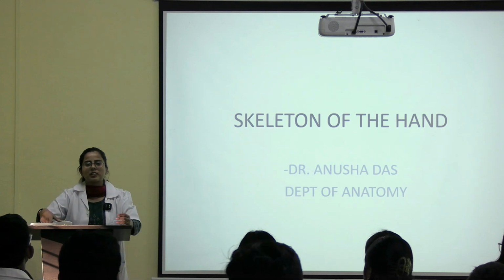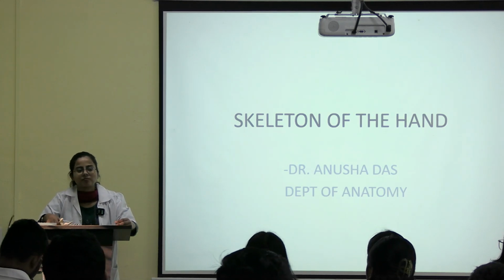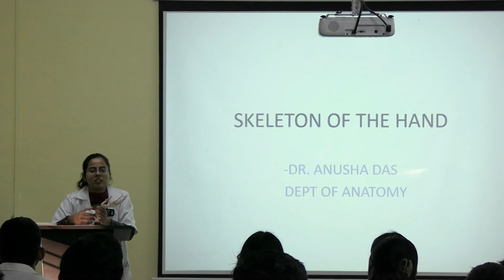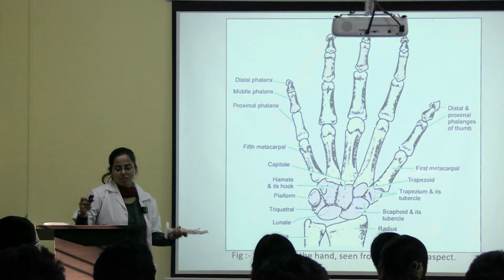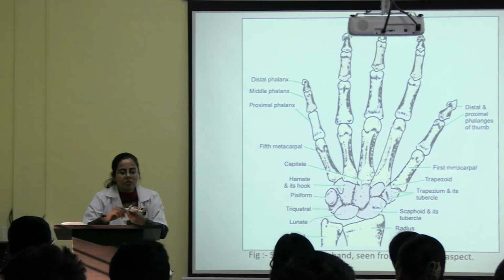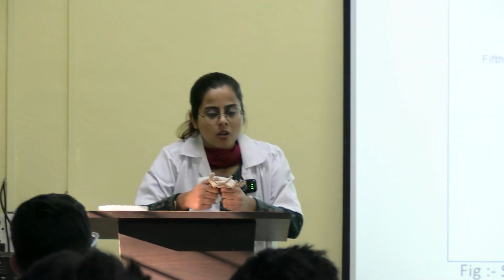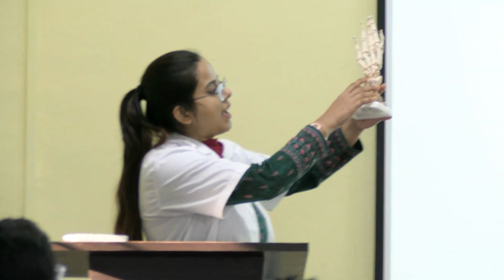Can anyone tell what are the bones present in the hand? How many carpal bones are there? Eight carpal bones. Carpal bones are arranged in two rows: one is the proximal row and this is the distal row. What are the bones present in the proximal row?